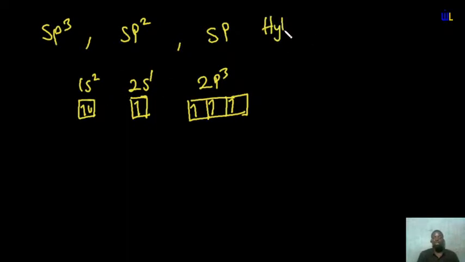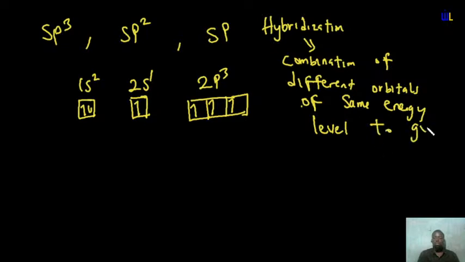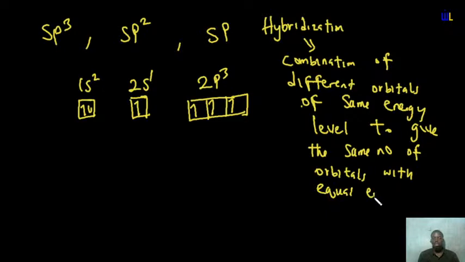So in hybridization, let me put down a definition on the side. Hybridization is the combination of different orbitals of the same energy level to give the same number of orbitals with equal energy and the same shape. Okay, now that's the definition of hybridization.